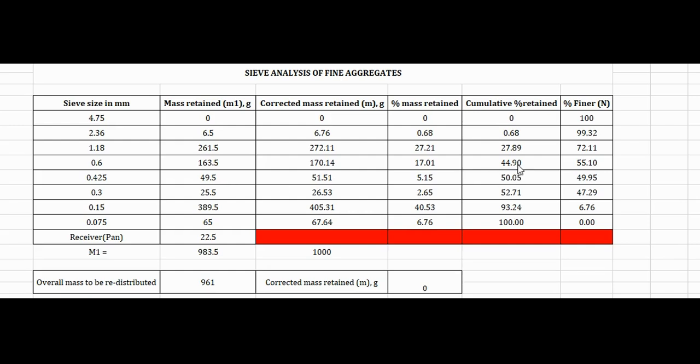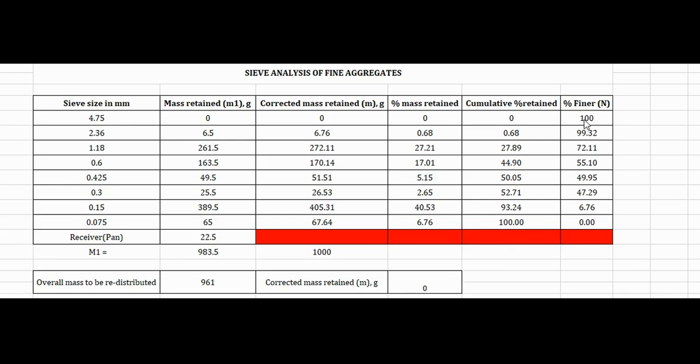Similarly, for 425 micron, 44.90 plus 5.15 gave you a value of 50.05. For 300 micron, 50.05 plus 2.65 gave you a value of 52.71. For 150 micron, 52.71 plus 40.53 is equal to 93.24. For 75 micron, 93.24 plus 6.76 gives you a value of 100. There are two ways to determine that the experiment is correct. One is that the corrected mass has to be 1000, and the other is that the cumulative percentage retained for 75 micron is 100.